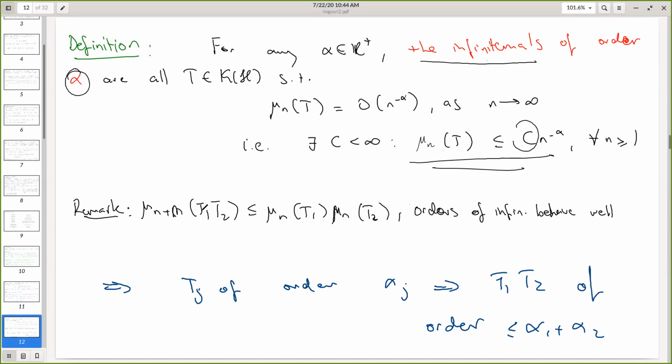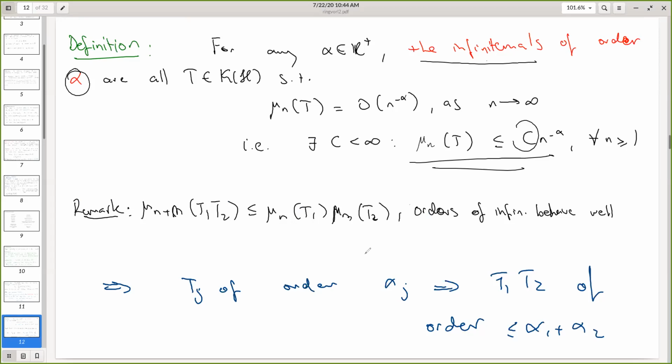And of course, you can see that mu n plus m of T1 T2 is less than or equal to mu n of T1 times mu m of T2. Oh, sorry, that should be an m. And okay, orders of infinitesimals behave well. So this is basically what is important in here.